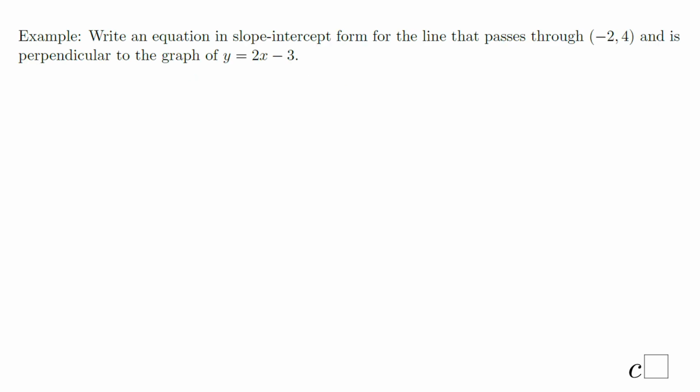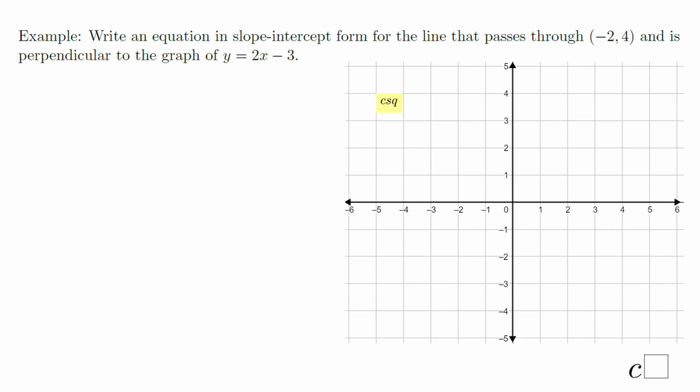My next example will be about writing an equation in slope-intercept form for the line that passes through -2 and 4 and is perpendicular to the graph of y equals 2x minus 3. Okay, so first of all, let me show you something graphically. I'm going to go backwards just to see things a little bit differently. So this line, 2x minus 3, so go to this -3, go up 1, right? And yes, I'm going to follow the pattern just to get more points and be accurate.